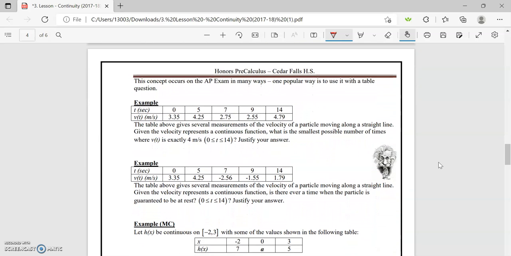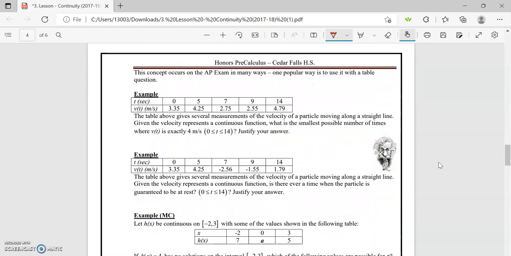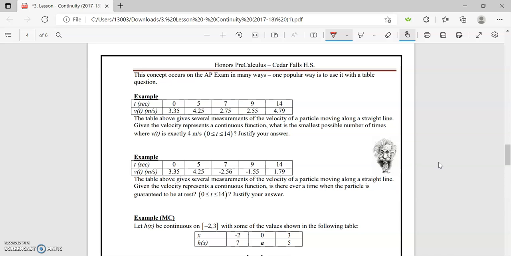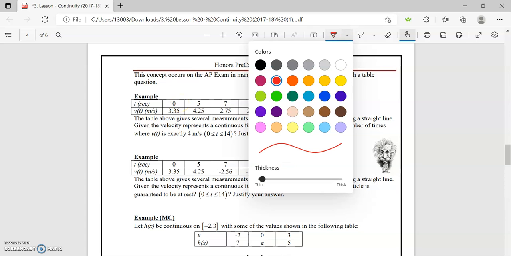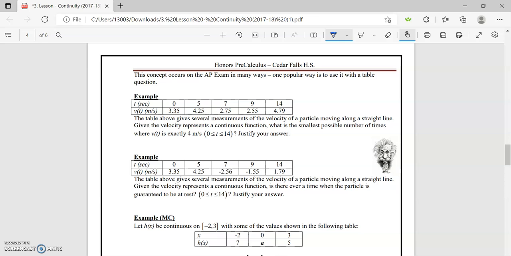So let's move on. Let's look at some examples. So, AP exam, a lot of good questions, such as this one here. Given a table, x is 0, 5, 7, 9, 14. So I have these values. Let's change the blue quick. Coordinates are 0 and 3, and then out along the x-axis 1, 2, 3, up to 14.